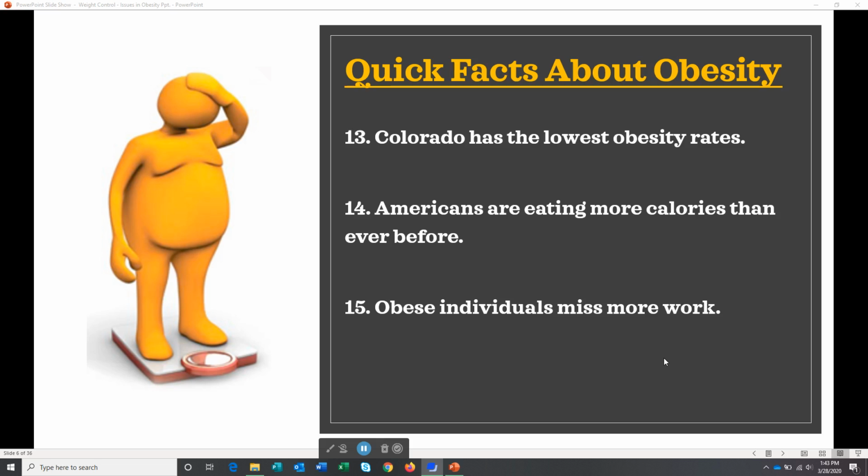Number 13, Colorado has the lowest obesity rates. Just 22% of the people in the state of Colorado are obese. Coloradoans generally have a higher education level and a lower poverty rate. They have the resources to enjoy a healthy lifestyle.